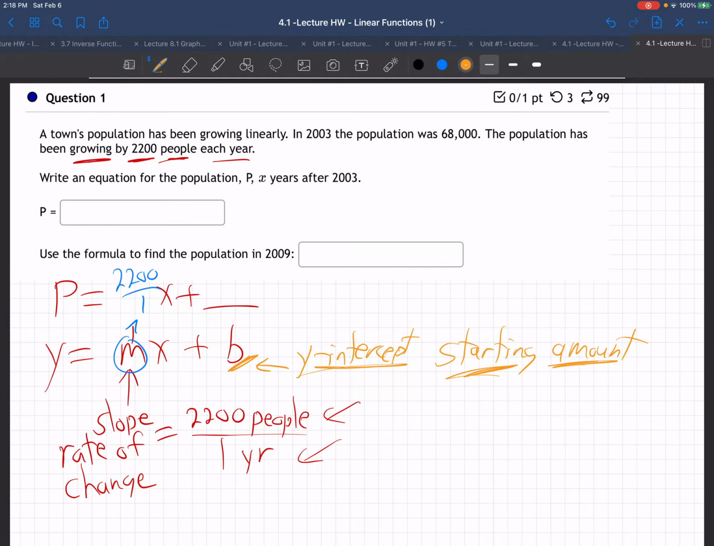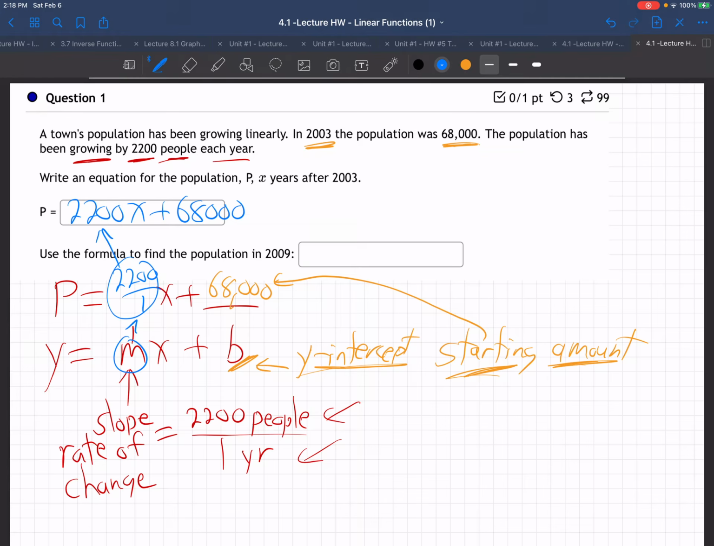So the starting amount. What's the starting amount? In 2003, the population was 68,000. That's when we're starting this whole thing off. So what goes right there is the 68,000. So the final formula then is 2,200x plus 68,000.